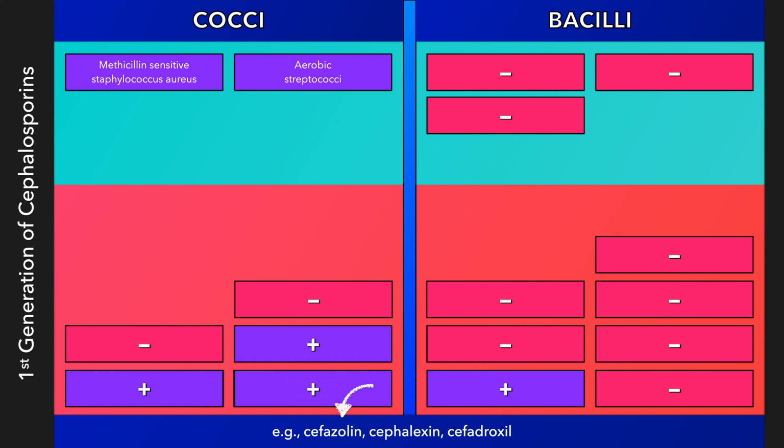Cefazolin is an intravenous first-generation cephalosporin that is widely used for perioperative prophylaxis to prevent surgical site infections. None of the first-generation cephalosporins, however, are helpful for any of the gram-positive organisms in the red area below, including penicillin-resistant pneumococci, methicillin-resistant Staphylococcus aureus, enterococci, and listeria. As you will see, lack of activity against enterococci and listeria species will continue throughout this lecture.